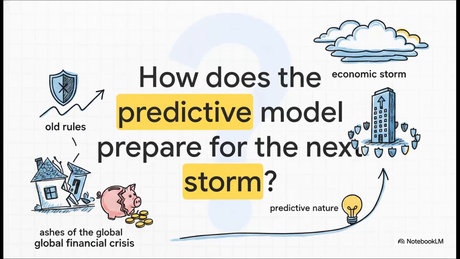As we wrap up this explainer, I want to leave you with a provocative thought. IFRS 9 was born out of the ashes of the global financial crisis, a time when old rules forced banks to wait until the loss was actually incurred before reporting it. By forcing entities to record expected credit losses on day one, how does the predictive nature of IFRS 9 not just record history, but actively prepare our financial institutions for the very next economic storm? Think about it. Keep questioning the framework and keep learning.